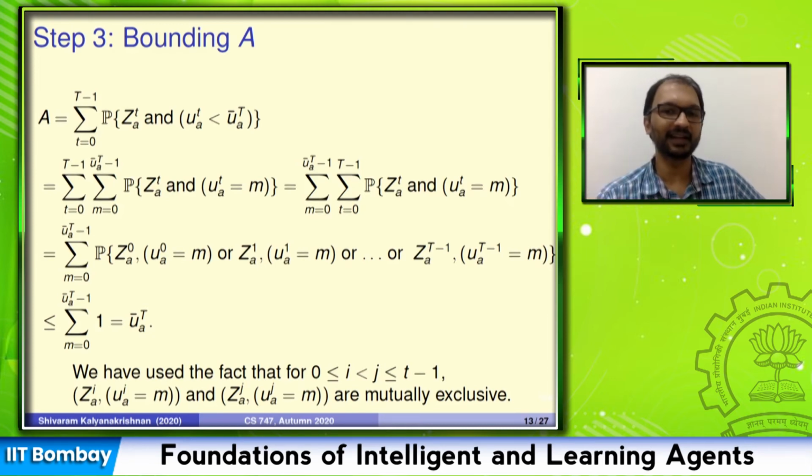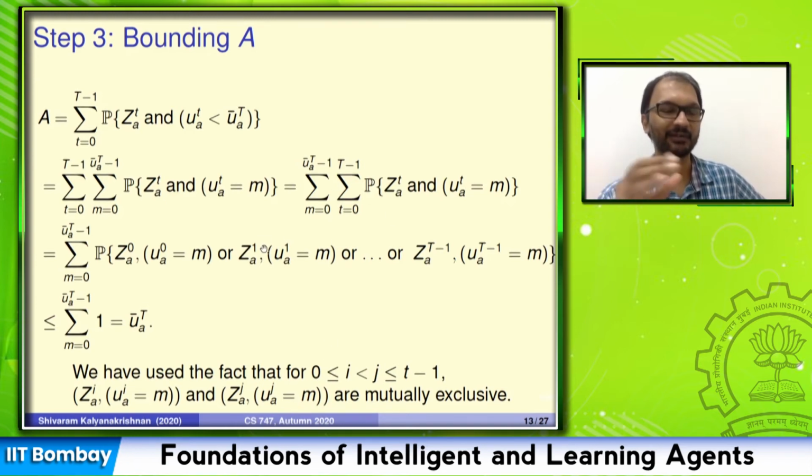We have used the fact that for i less than j, where i and j are between 0 and t minus 1, only one of these things can happen. Both of them can't happen. If Z_i^a and U_i^a is equal to m, then we can conclude that not of this, right? It cannot be that Z_j^a and U_j^a equal the same m. That's the fact that we have used to go from this to this.